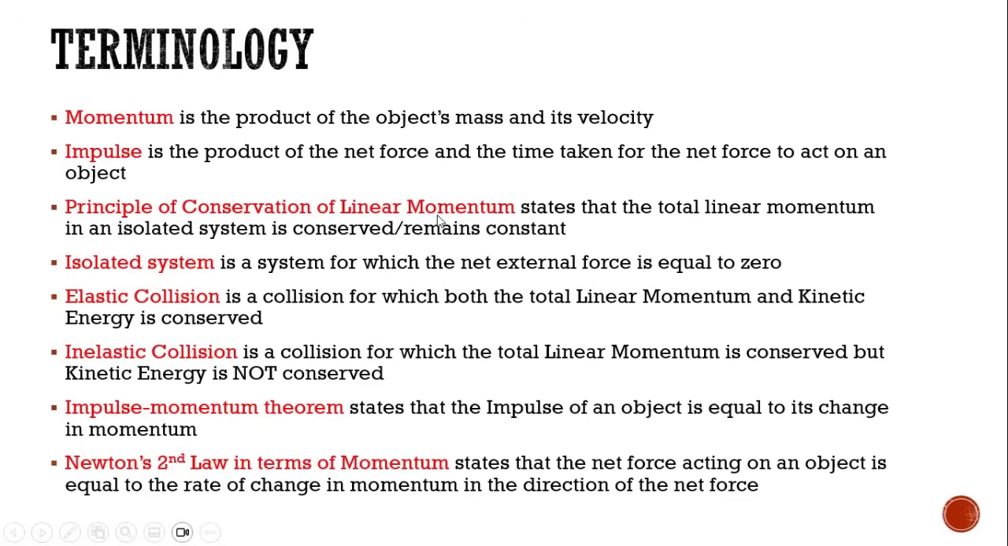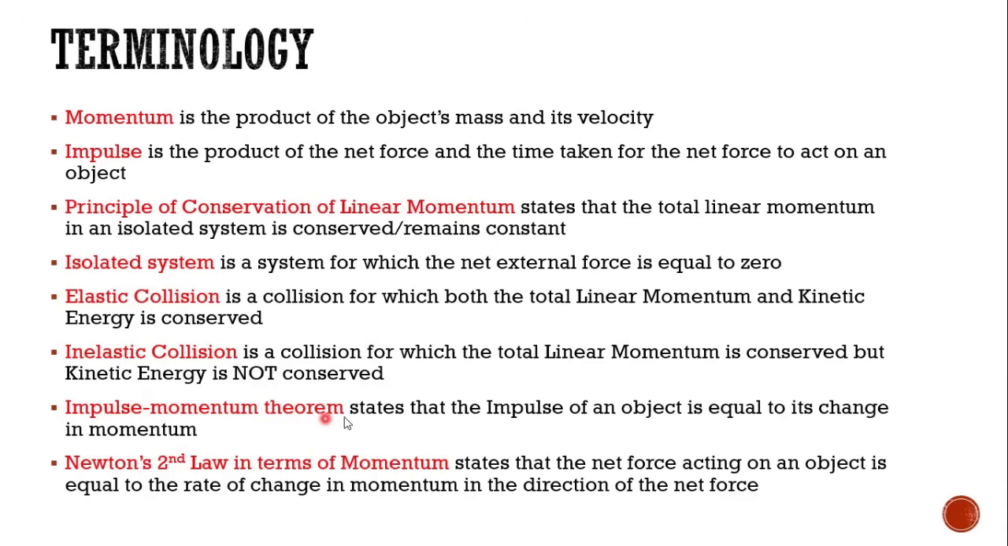The principle of conservation of linear momentum states that the total linear momentum in an isolated system is conserved, or it remains constant. Then we have an isolated system, which is a system for which the net external force is equal to zero. An elastic collision is a collision for which both the total linear momentum and kinetic energy are conserved, right? Then we have an inelastic collision. We say this is a collision for which the total linear momentum is conserved, but kinetic energy is not conserved.